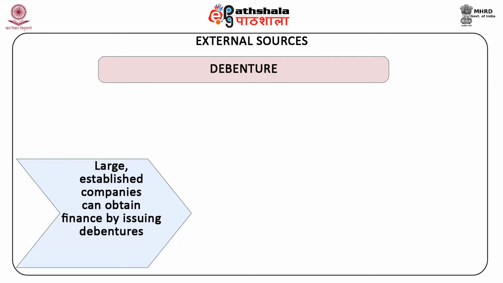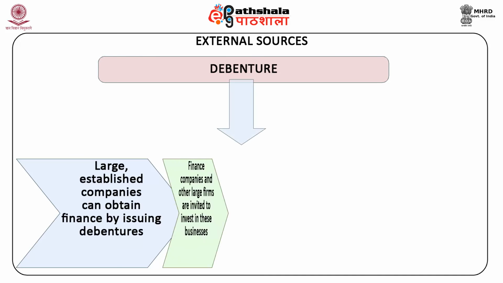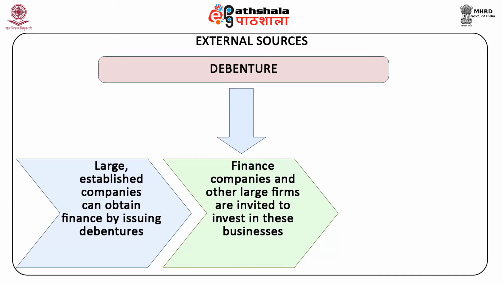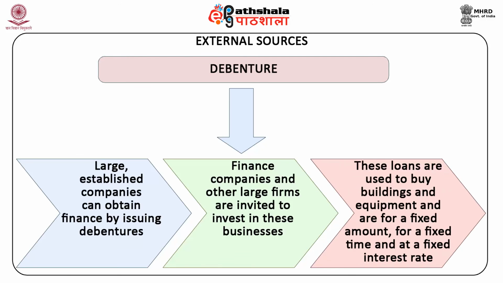Ninth is debenture. Large established companies can obtain finance by issuing debentures. Finance companies and other large firms are invited to invest in these businesses by lending large amounts of money to the business. These loans are used to buy buildings and equipment and are for a fixed amount, for a fixed time, and at a fixed interest rate.